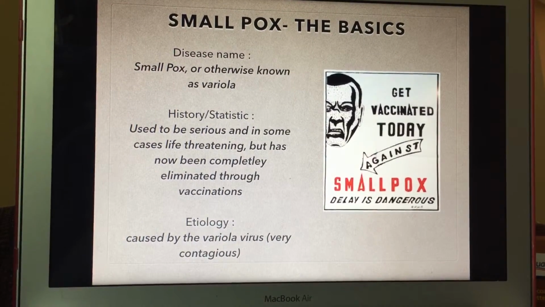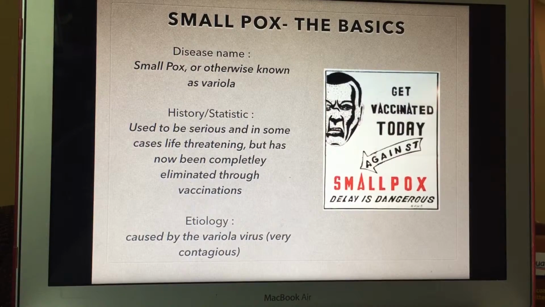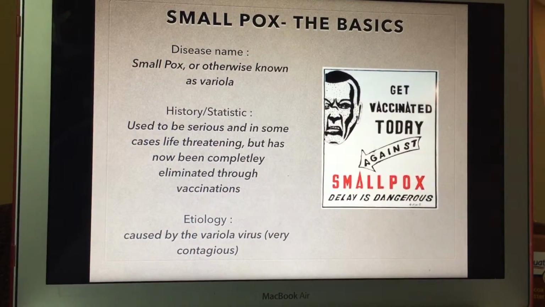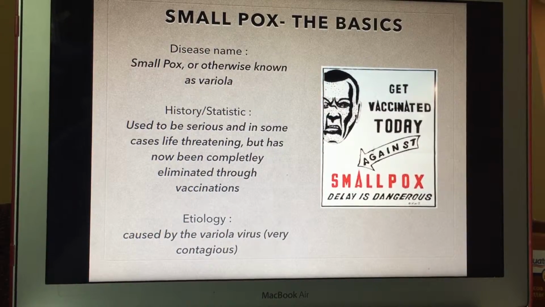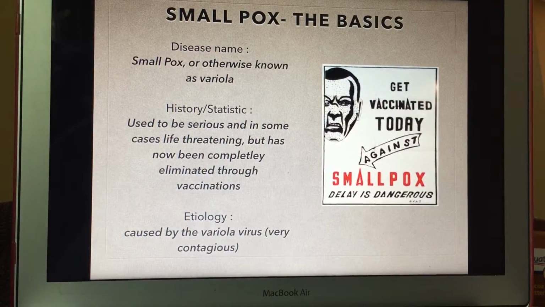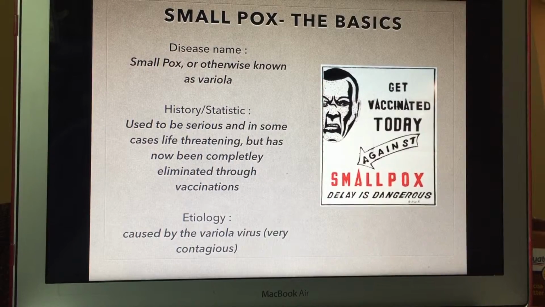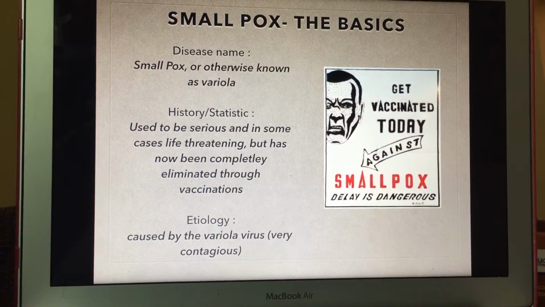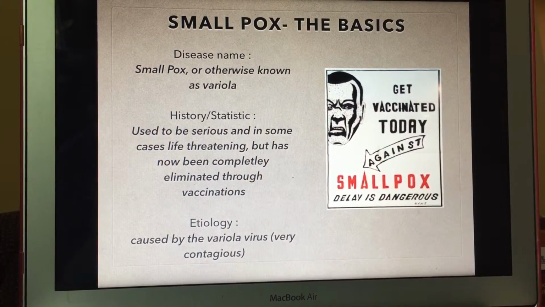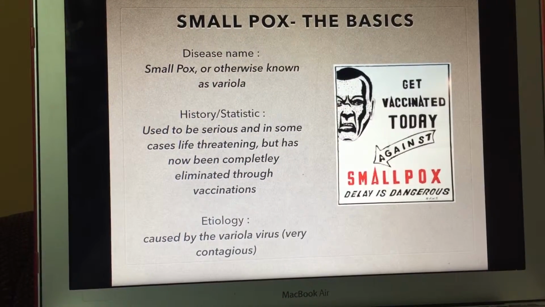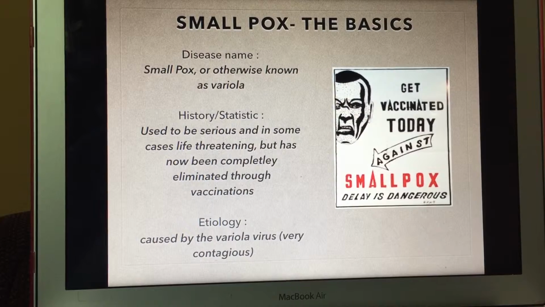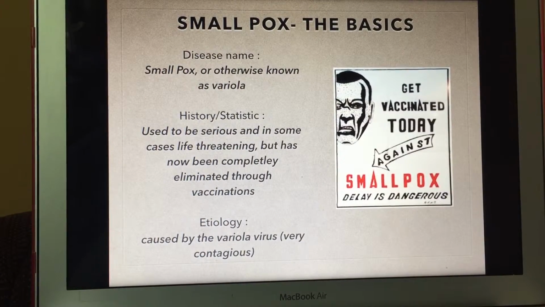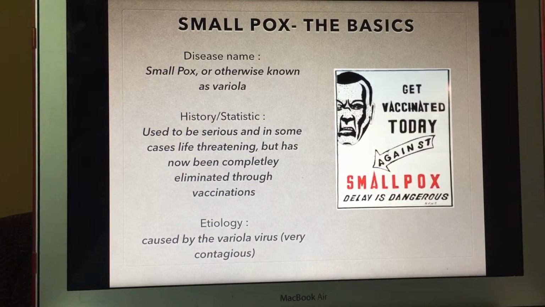It is noticed by its distinct progressive skin rash that occurs all over your body, as well as a high fever. The last seen case of smallpox was in 1977 in Somalia. After that, the World Health Organization considered the disease eradicated in 1979. So 2 years after that was discovered, the World Health Organization decided that it was eradicated or controlled.